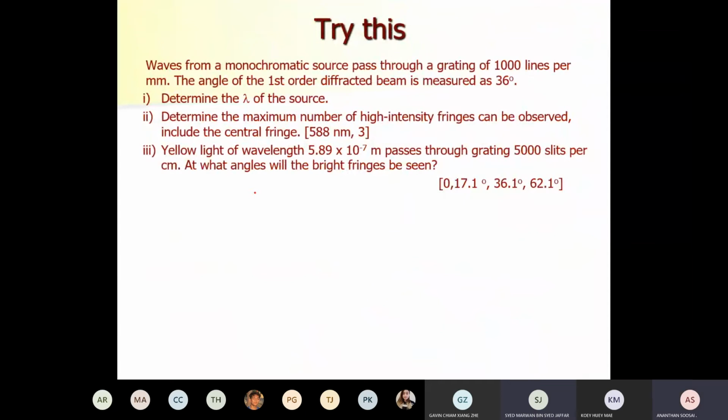Okay. So one question for you to do. Calculate for me. Get the answers for this question. D sine theta equals N lambda. Yes, come on. Do the working.